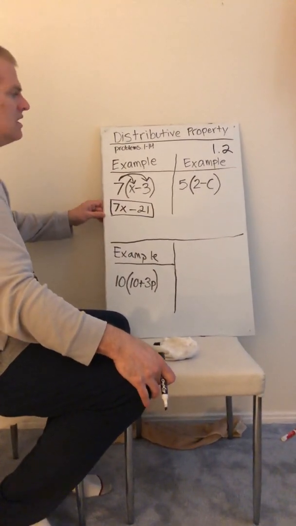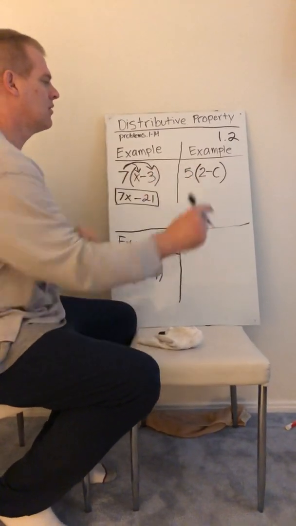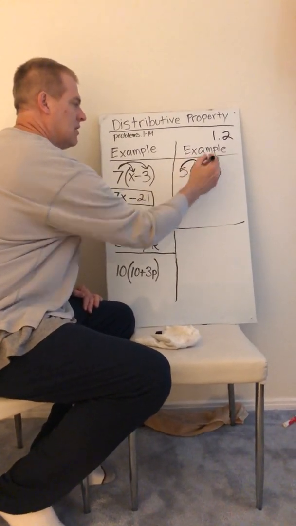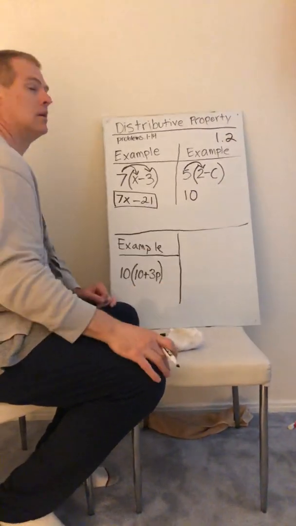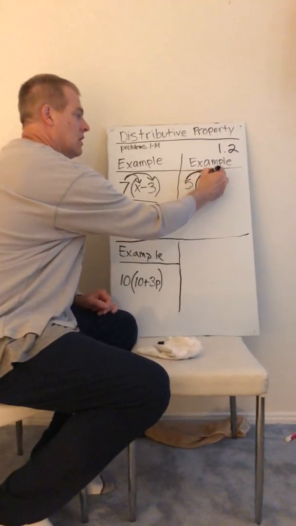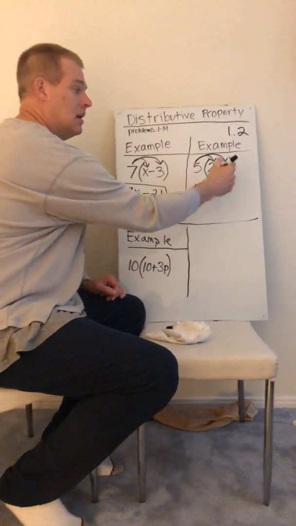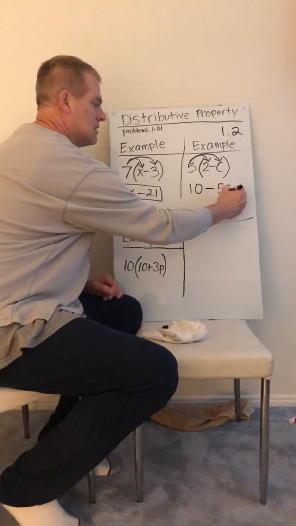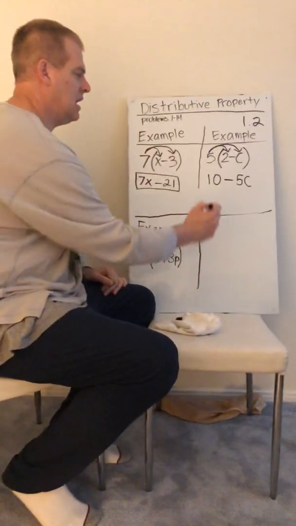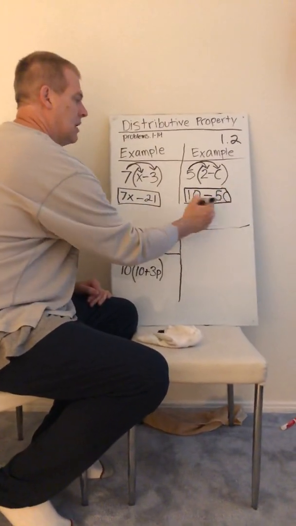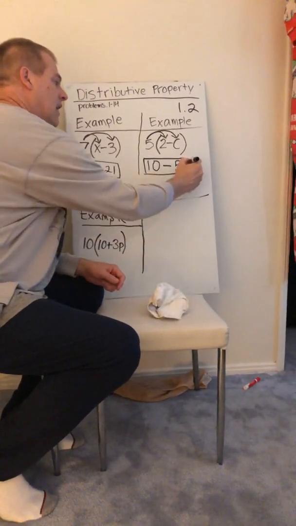Second example. This time when we multiply, we will multiply the number times the number first. So I will multiply 5 times 2. So 5 times 2 is 10. Second, I will multiply the 5 times the negative c. So positive 5 times negative c is negative 5c. And again, these are not like terms, so I cannot add them together. So this is my answer. So 10 minus 5c.